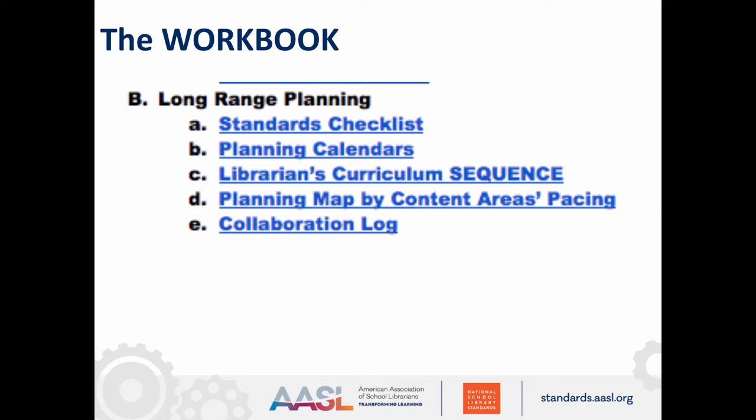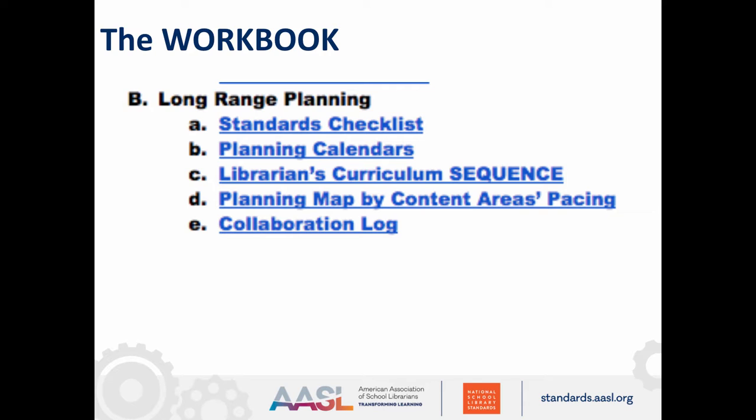Letter D seems to be popular for folks. This is a planning map by content areas pacing. So it's the map of the school year, August to May, and it has, for the different subjects that are taught at your school, the topics that will be covered during particular months.